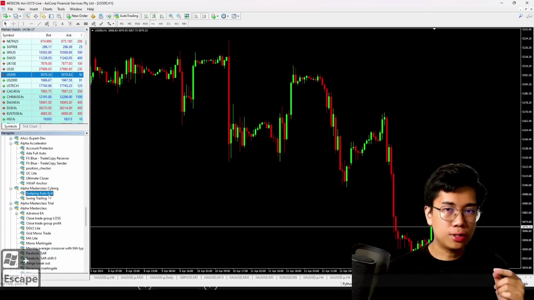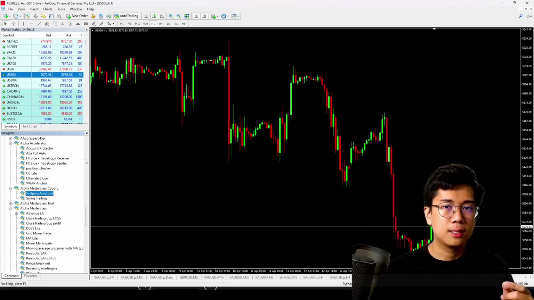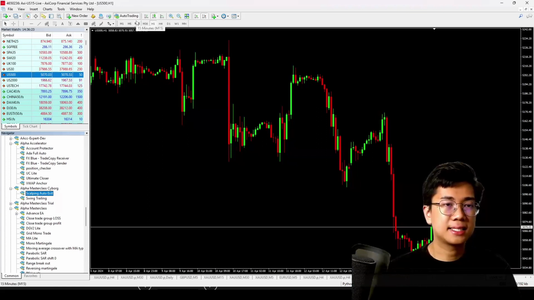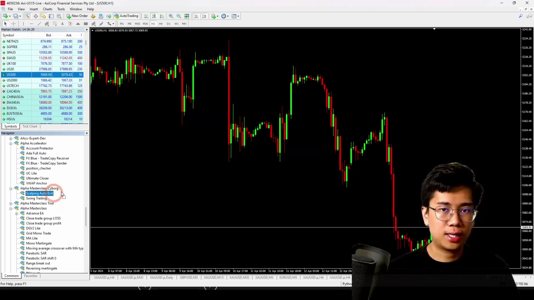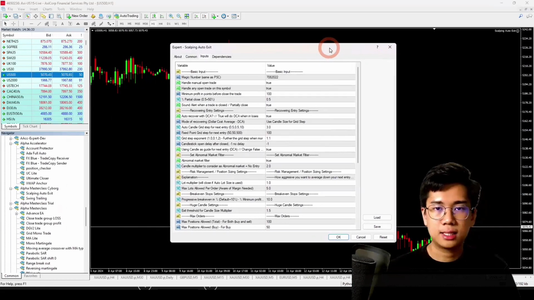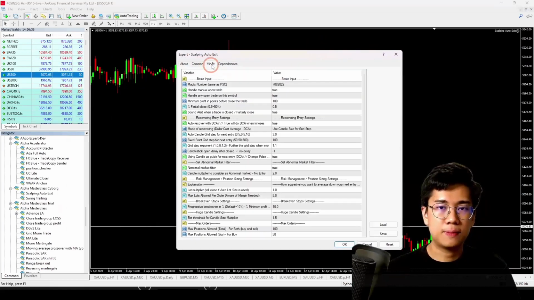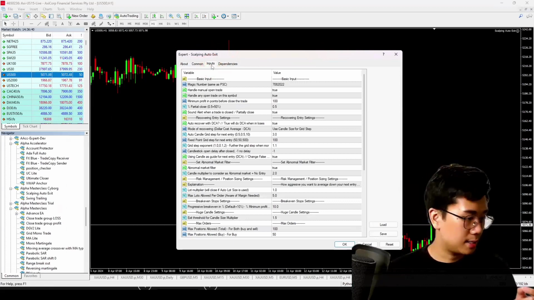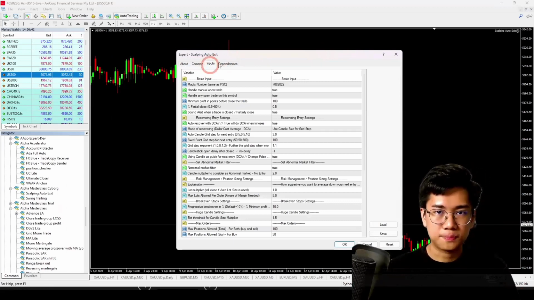Okay, so all you need to do is first make sure that you've already started auto trading. Then drag and drop the robot into the chart. This thing will pop up. Now, if it's the first time, maybe you need to go to the input tab here. And here is where you can get it.